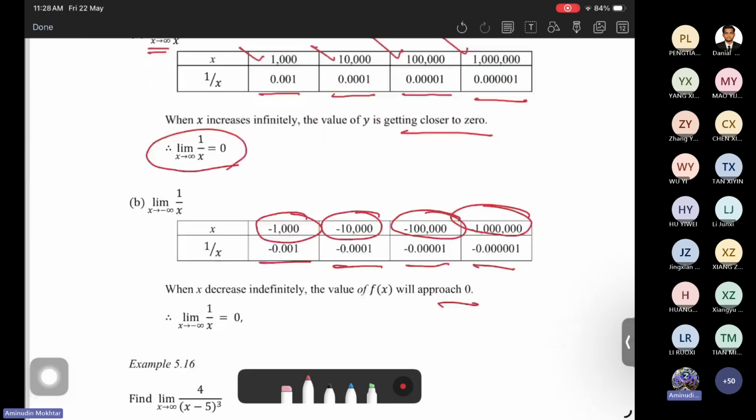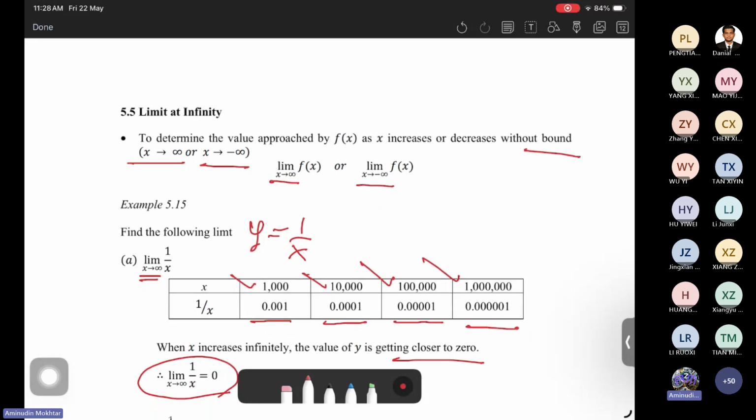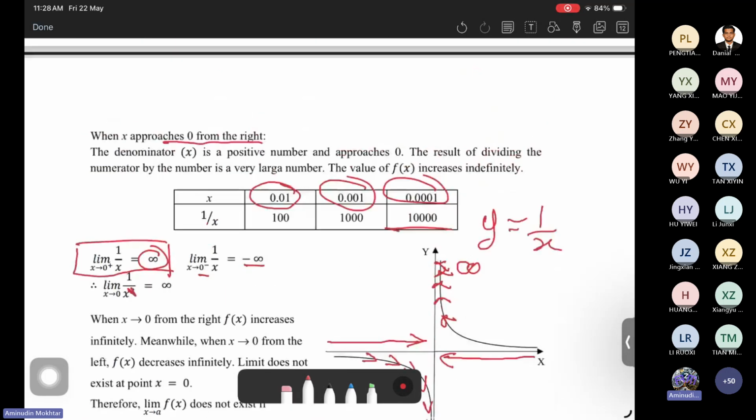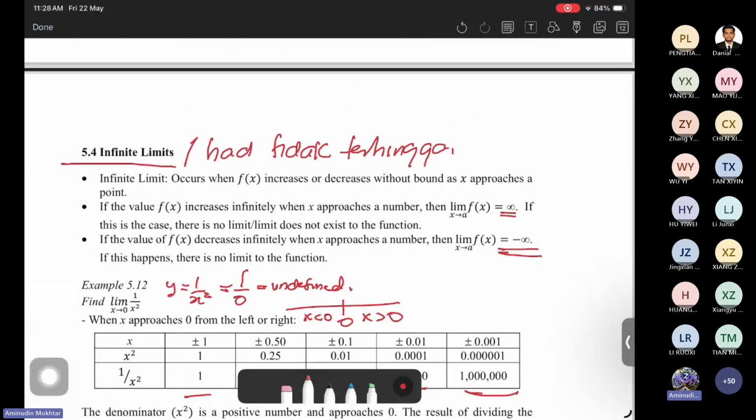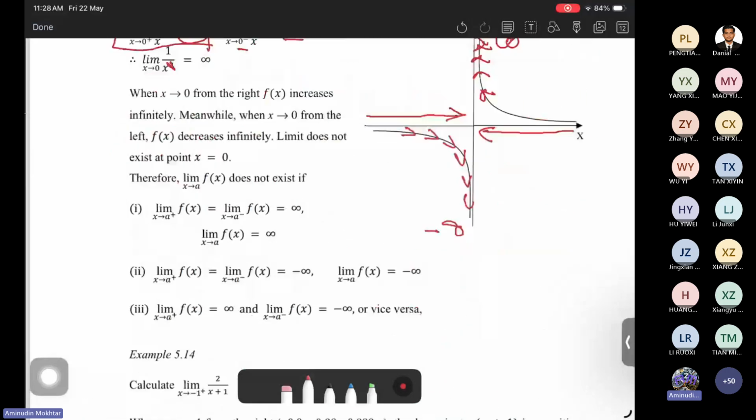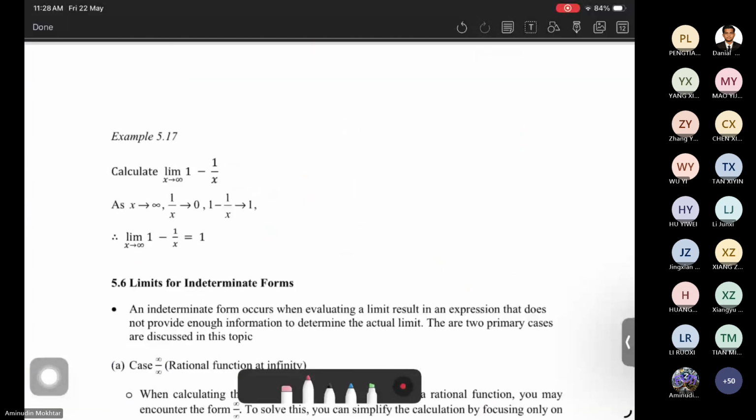Okay, that's the limit at infinity. In other words, we need to find the limit when x increases or decreases indefinitely, when x approaches infinity or when x approaches negative infinity. Okay, that's about the limit at infinity. There are two different concepts: the first one is the infinite limit, and the other is the limit at infinity. I hope you can differentiate between these two concepts.